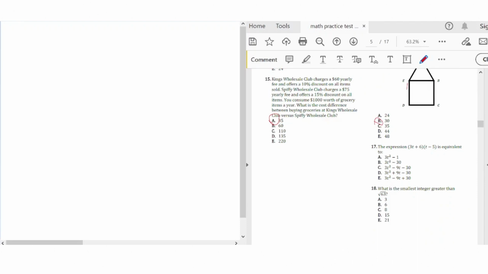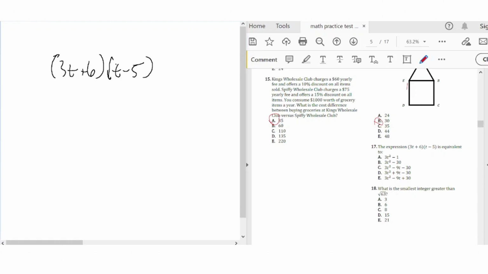Moving on to 17. The expression (3t + 6)(t - 5) is equivalent to. Okay, for this we have to FOIL. Let's set it up on the left-hand side. By the way, I hate using t as a variable because I always confuse it with a plus sign.